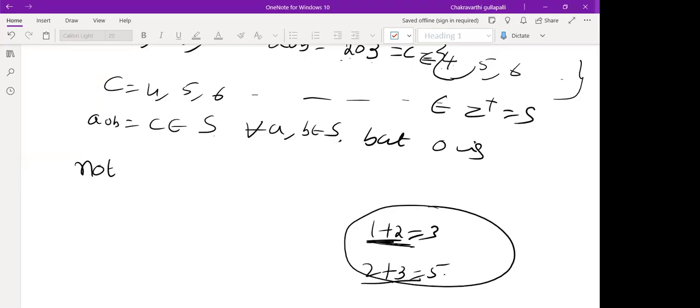You should understand uniqueness carefully. If you change the pair, you can get a different answer. But for one pair only, you should not get 2 answers. Here, I have not changed the pair. For 2 and 3 only, I am getting so many answers. So, not binary, as A circle B is not unique.